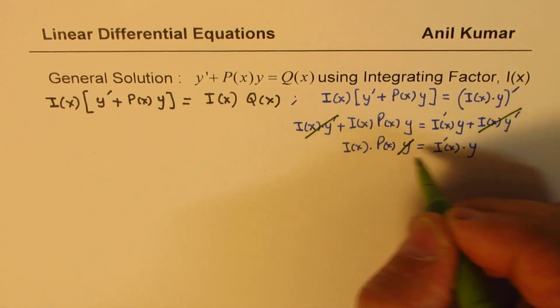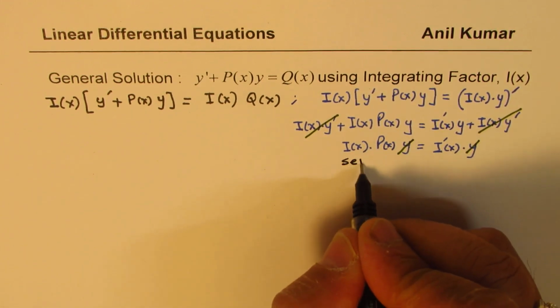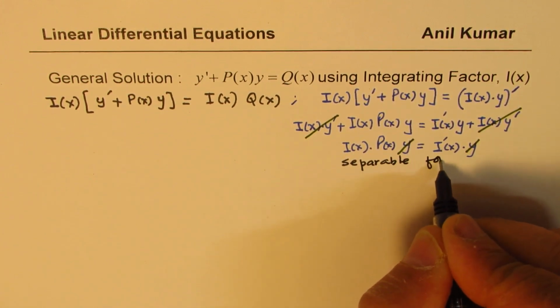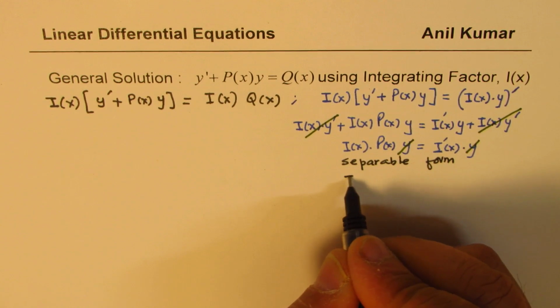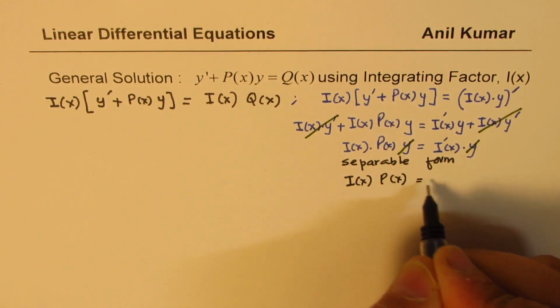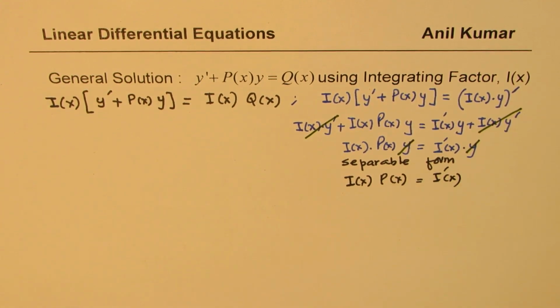Well, let's cancel y also. So what remains is a separable form. So we are left with a separable form, which is I of x p of x equals I dash of x, the derivative of I of x.